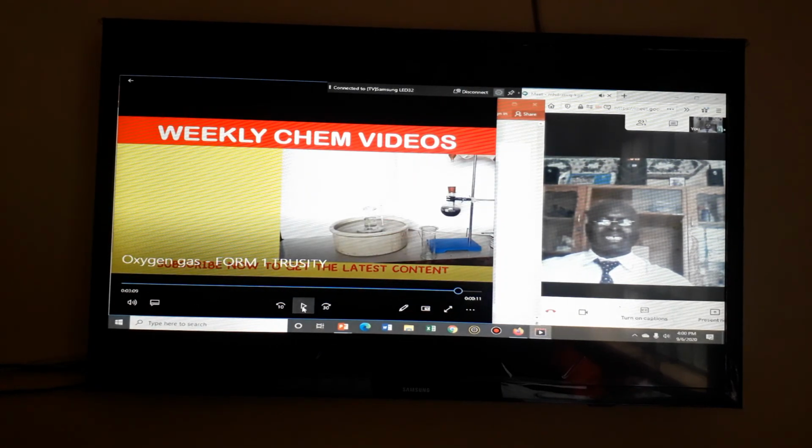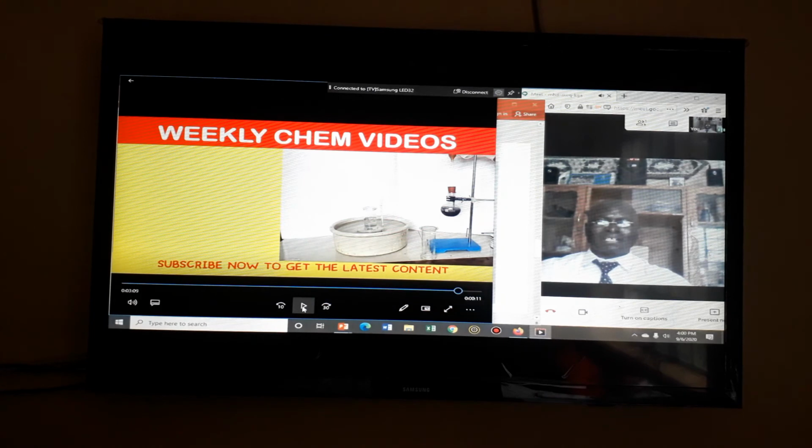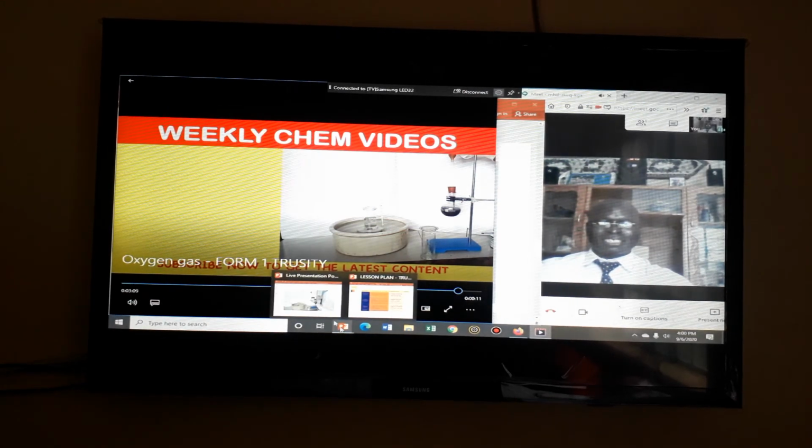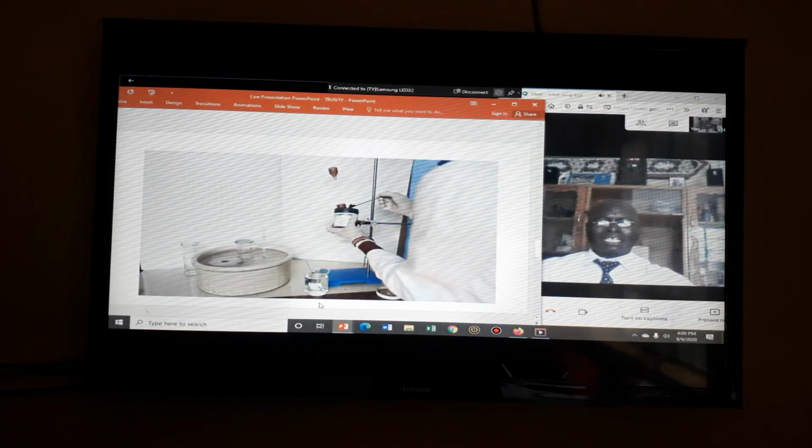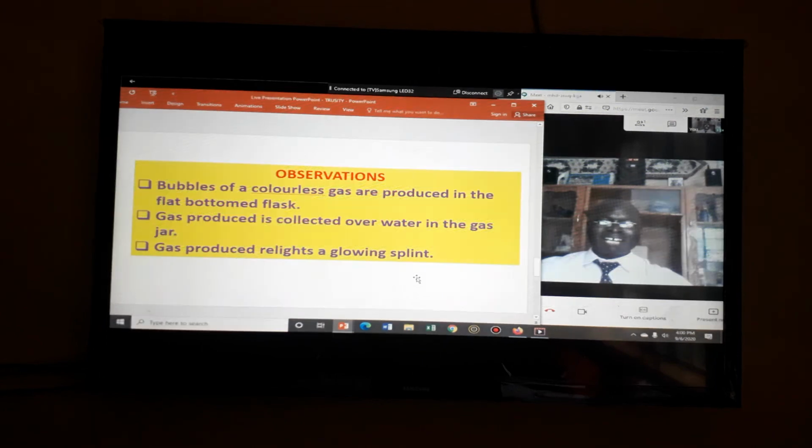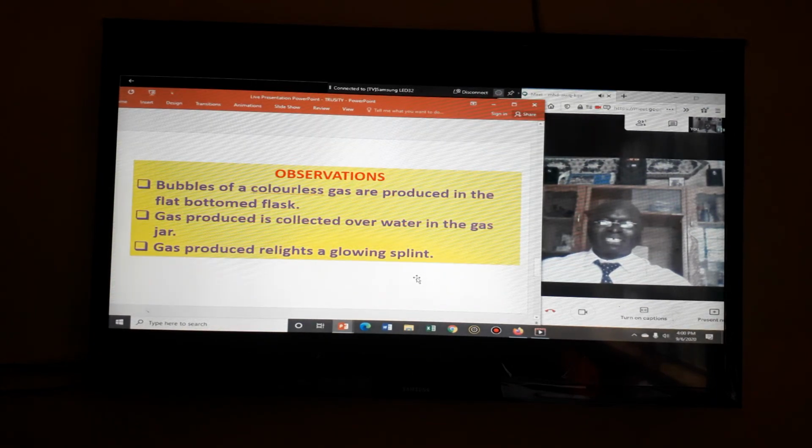So that is it concerning the laboratory preparation of oxygen gas. Back to the slides that we are using in this lesson, we can see that this is the setup that we had earlier on, and of course the arrangement of apparatus is shown, and therefore we need to go to the next slide. Of course, the next slide has the observations, whereby bubbles of a colorless gas are produced in the flat-bottomed flask. We were able to see that.